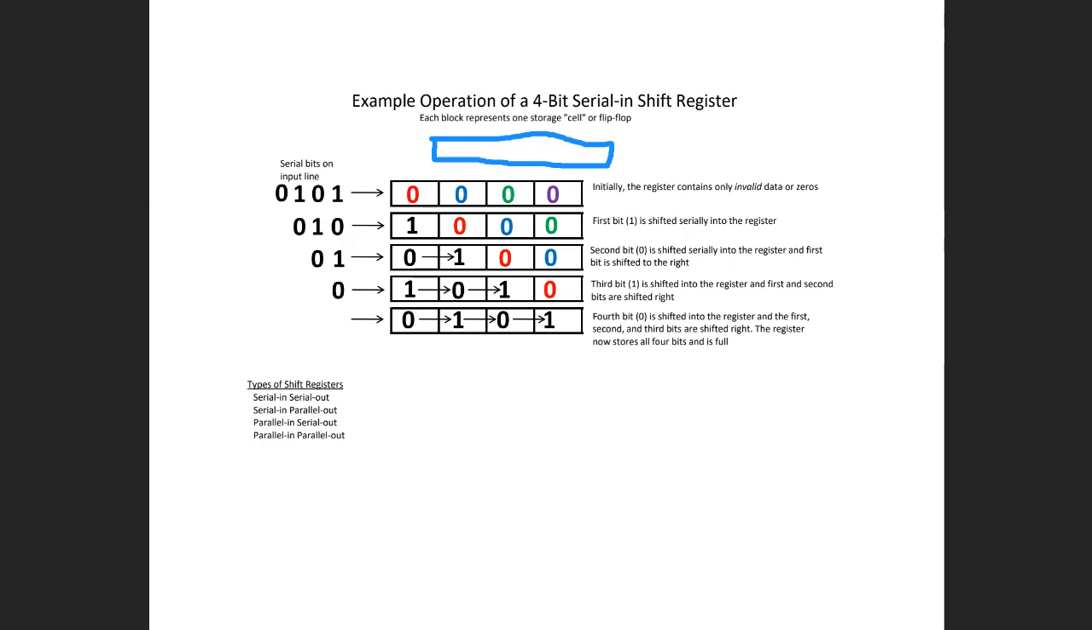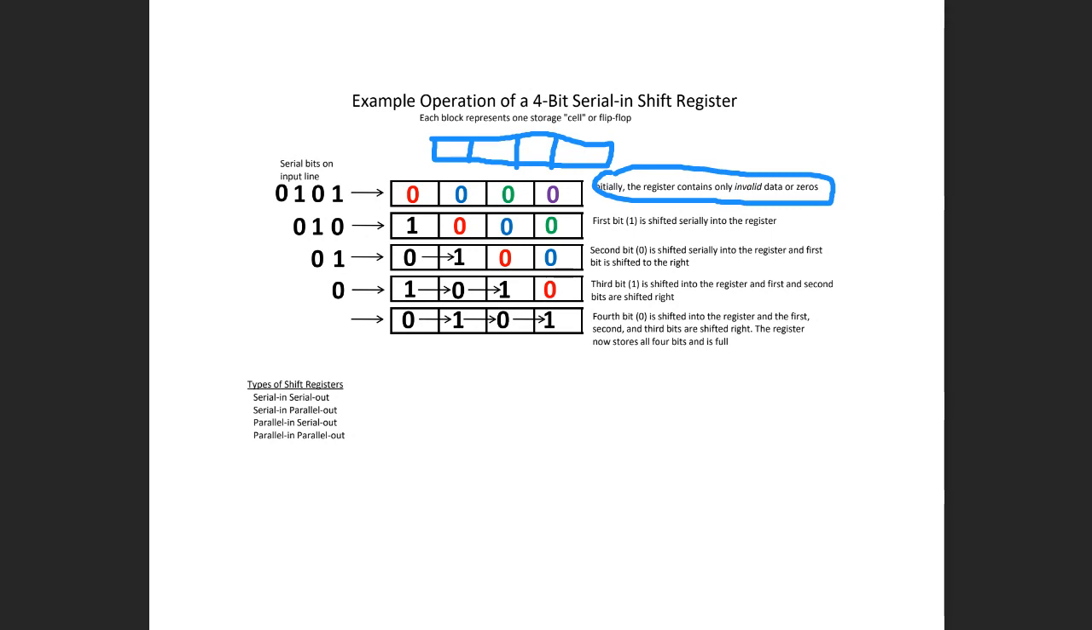So this diagram right here shows a 4-bit shift register. The way to think about it is this device has these cells in it, and each cell stores a 0 or 1. Now I know in this picture they're showing 1, 2, 3, 4, 5 of these, but really what this is showing is how you load the shift register. So the way to think about it is this very first row right here. Initially it says the register contains invalid data or zeros.